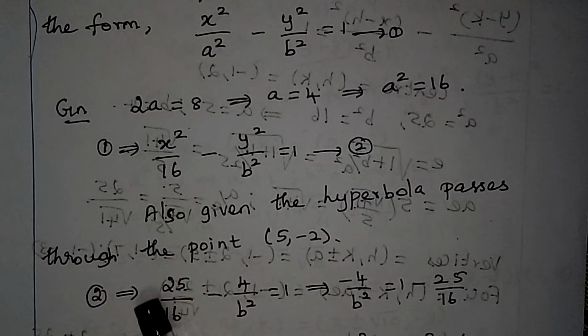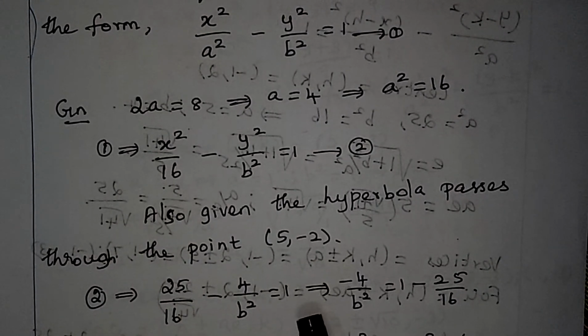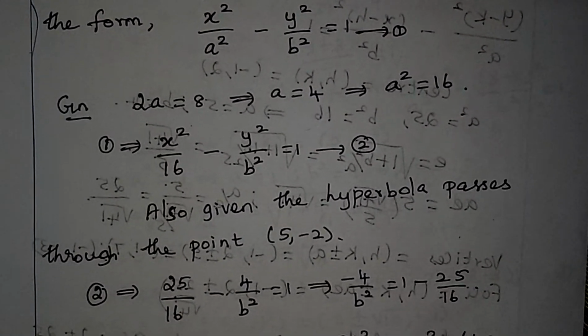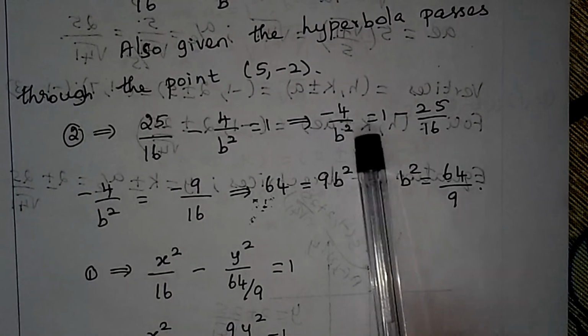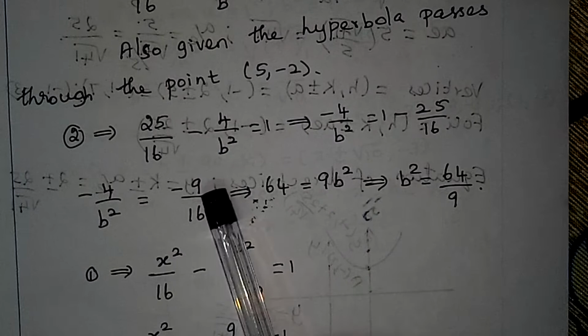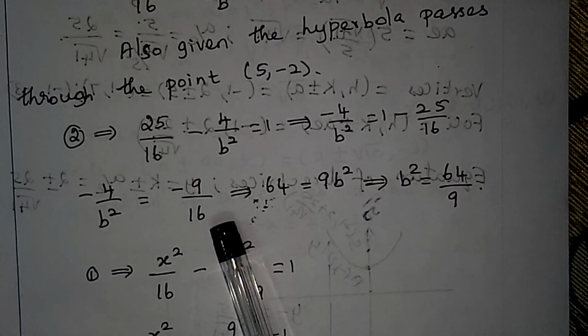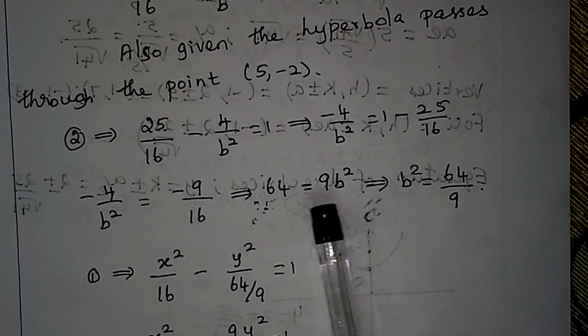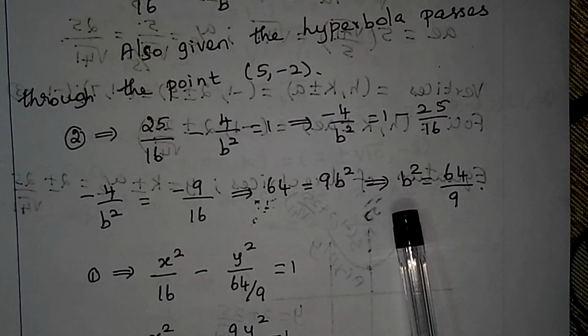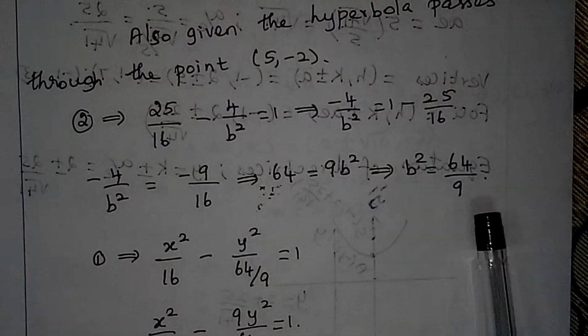Now you take this 25 by 16 to the other side, it will become 1 minus 25 by 16. So you can take the LCM. It is 16 minus 25, which means minus 9 by 16. You can cancel the minus on both sides. You can cross multiply it. So here 16 into 4 is 64, and here you will get 9b square. From this, b square is 64 by 9.